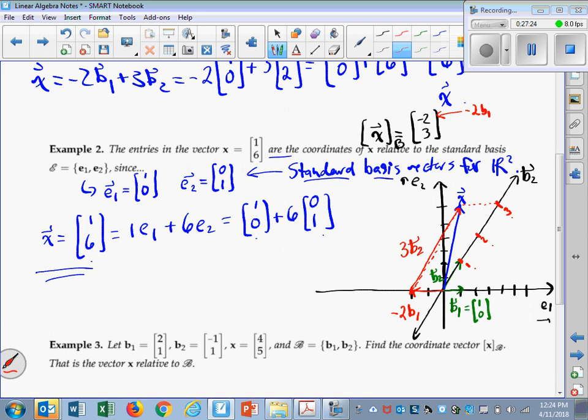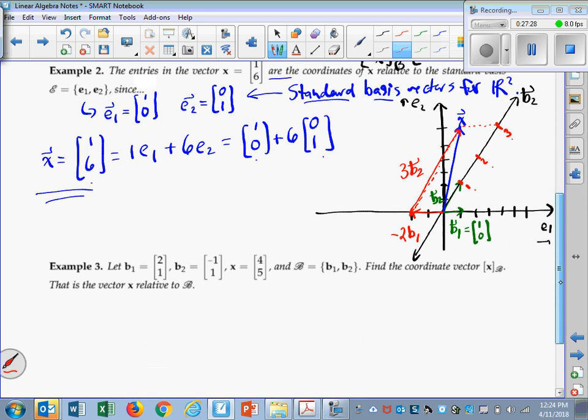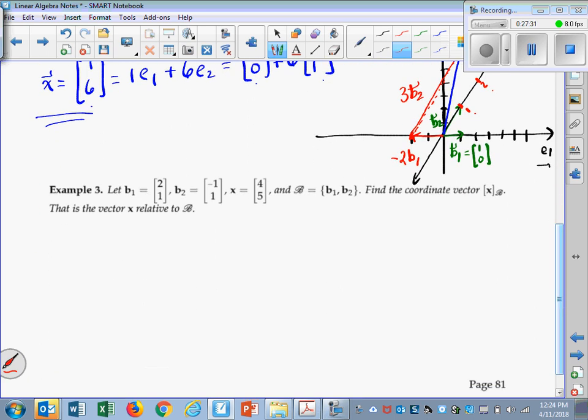Example 3, we have two basis vectors, b1 and b2 again. These are different. And they gave me a vector x, 4, 5. Now this is the standard coordinates for the vector x, and we can see that because there's no bracket with a lower b there. So these are standard coordinates for x. Now they actually want me to find the b coordinates for x in terms of the basis vectors b1 and b2.